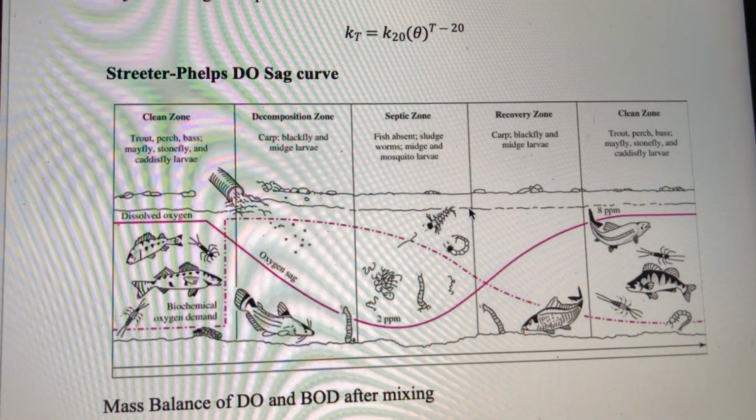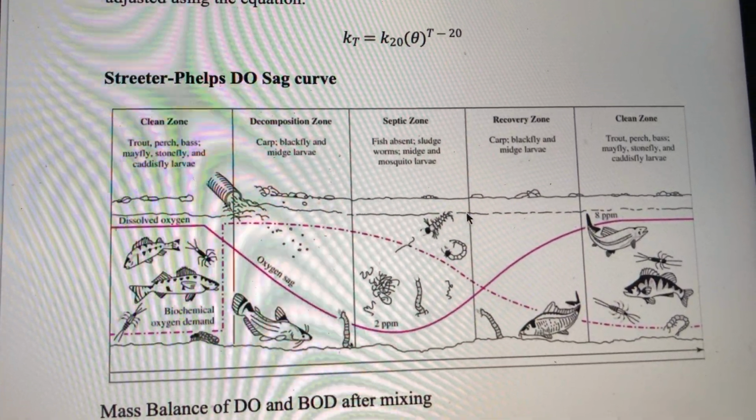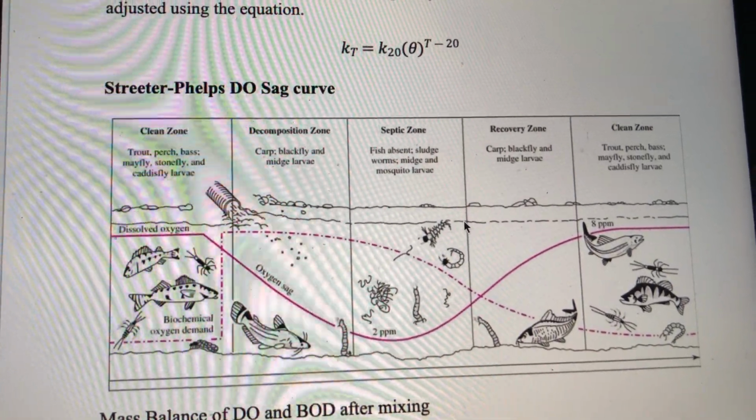And then finally we reach the clean zone, which is where everything has reset, all the oxygen is back, and everything is back to normal. So the whole process kind of recycles.